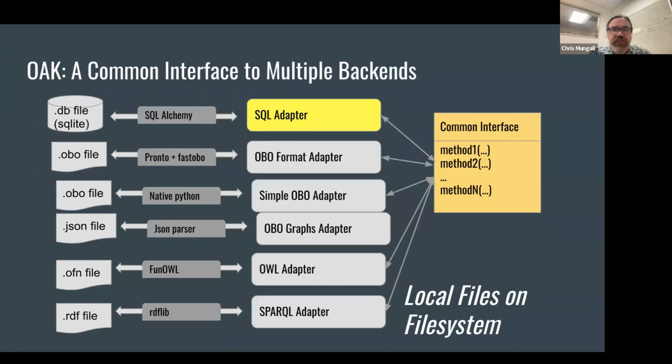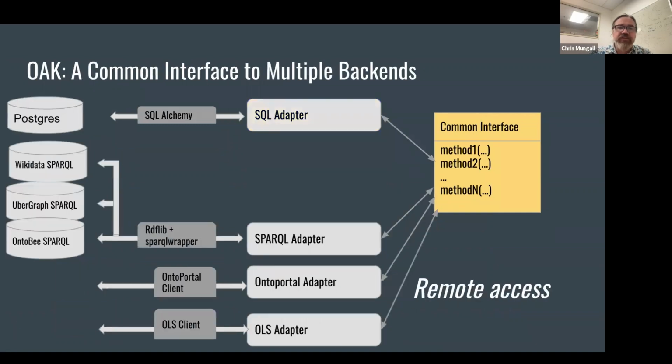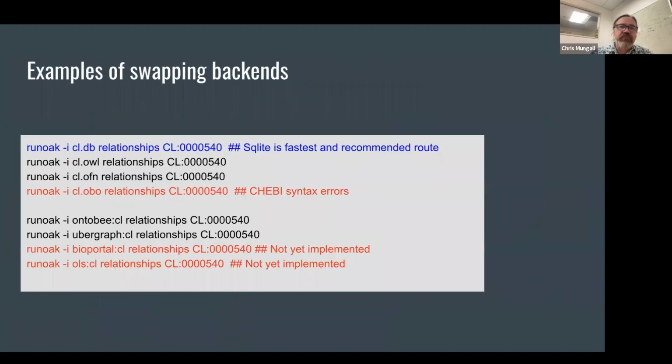But just to paint the bigger picture, here are all of the other adapters for working with local files, and some of the adapters for working with remote endpoints as well, such as the OntoPortal family of ontology portals: BioPortal, AgroPortal, OLS, OntoBee, UberGraph. And there's even some bindings for Wikidata, but there are some caveats there. Wikidata will cut you off if you try and do too many queries in too short a time. So this just gives you some examples of how you can swap out the different endpoints, again with some of the caveats.